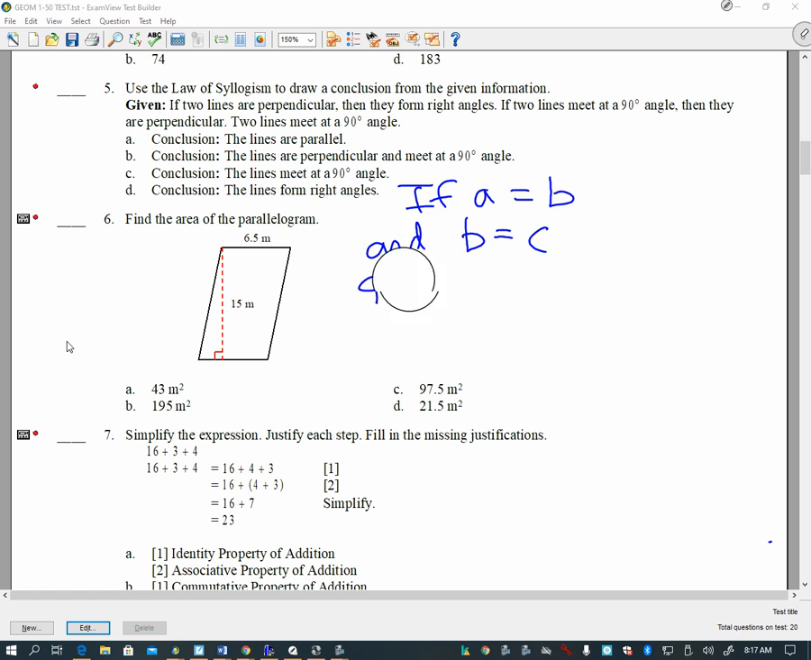So let's label these different parts A, B, and C. Okay? If two lines are perpendicular, okay, what am I underlining and calling A? Okay, lines are perpendicular. I'm going to call that A. Okay, then they form right angles. Right angles would be B. Okay, so we have A equals B. Okay? It's not that other things won't be true or that something will necessarily be true, but all we're doing is we're following the law of syllogism.